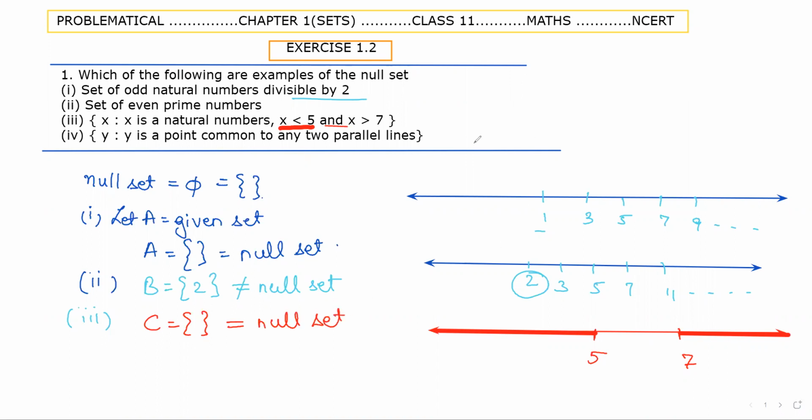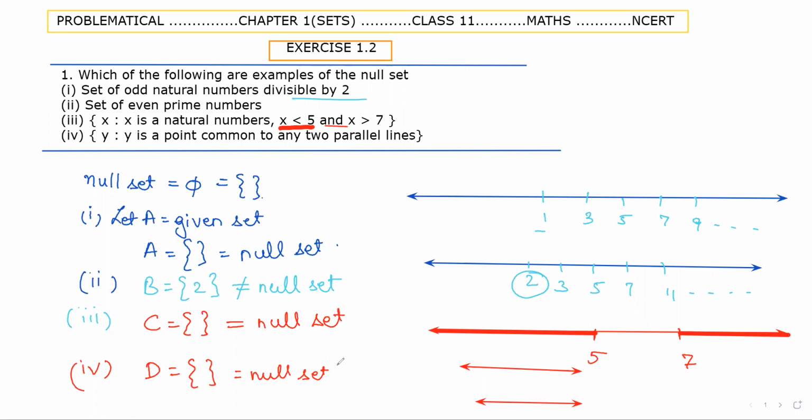Next, phi is a point common to any two parallel lines. Now, if you have two parallel lines, A and B, how many points are common in these two lines? No points are common. That's the definition of parallel lines. They never meet. They go hand in hand. Their shortest distance is a perpendicular distance, which is constant throughout. So here also it will be a null set.